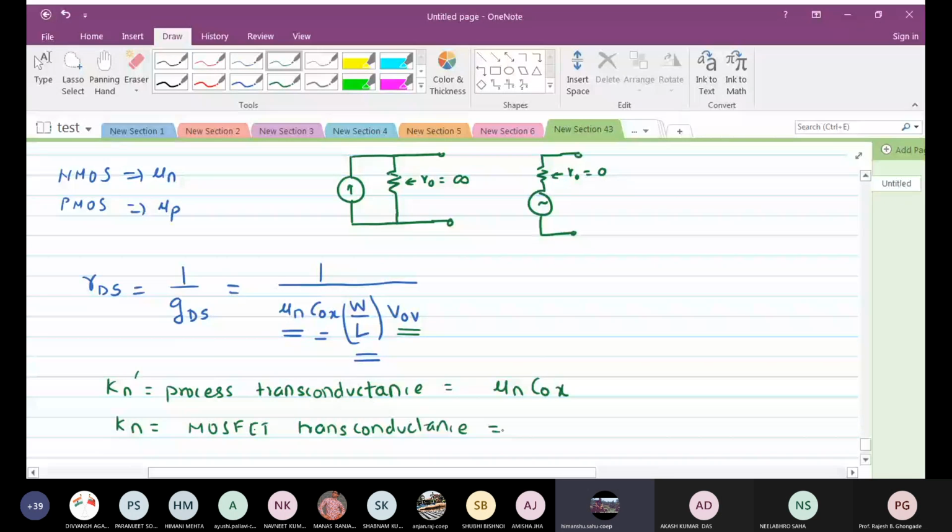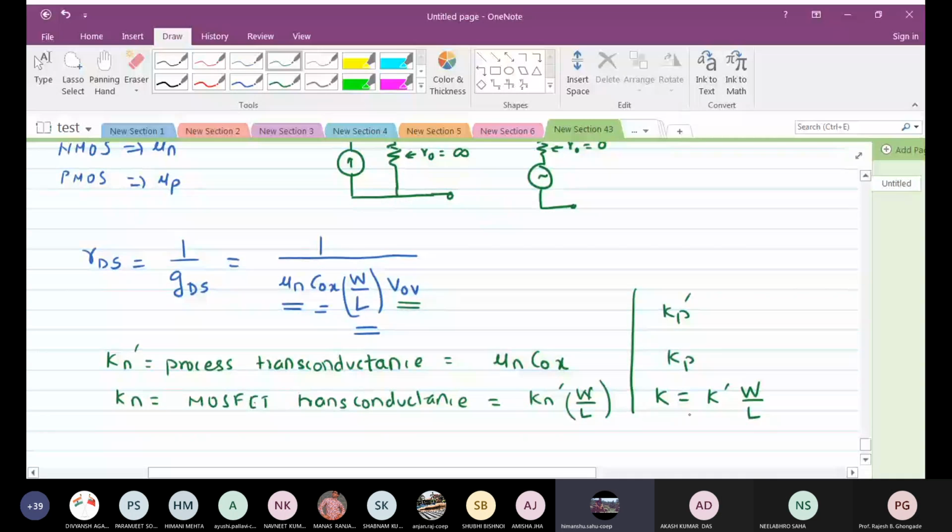Is nothing but Kn dash into W by L. If it was a P-channel MOSFET, this would have been Kp dash and Kp. So in general, we'll say K is equal to K dash into W by L. Or I can also call this as mu COX W by L.